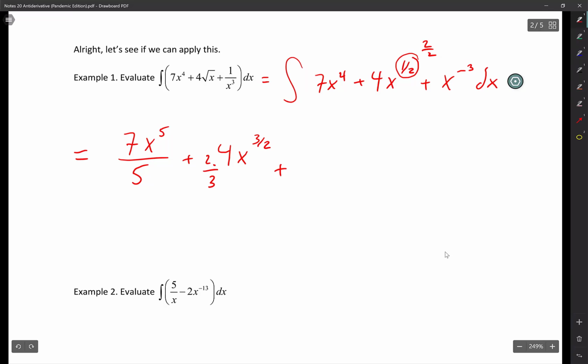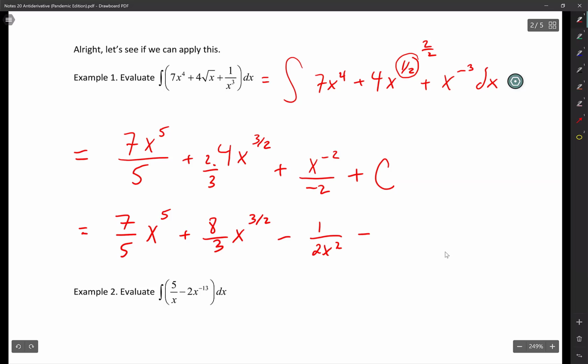Plus, and then I'm adding 1 to that negative 3 there. So x to the negative 2 divided by negative 2. And I don't have any limits or any letters or numbers on the integral symbol, so I always put plus c. Now I'm going to fix it. So here we go. 7/5 x to the 5th plus 2 times 4 is 8. So I'm going to write 8 over 3 x to the 3/2. If you want to put the x in the numerator, that's fine. Plus, or nope, not plus, this is going to be minus. Minus 1 over 2x squared plus c.